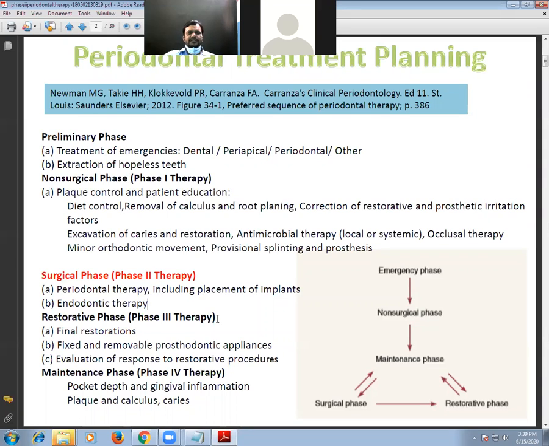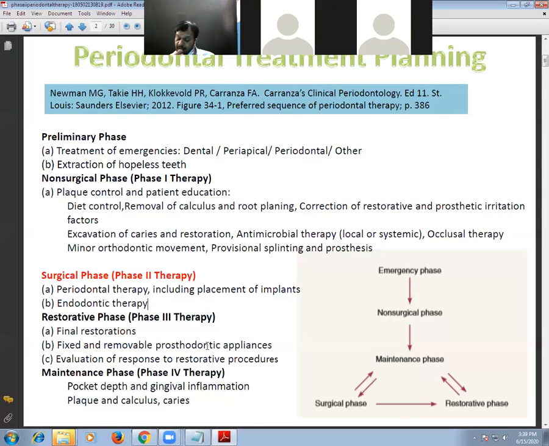So the next phase is phase 3, that is the restorative phase. So in restorative, we are doing final restorations, also fixed and removable prosthodontic appliances, and evaluation of response. So previously, the treatment plan was emergency phase, followed by initial phase, then phase 2 therapy, surgical phase, restorative, and maintenance.